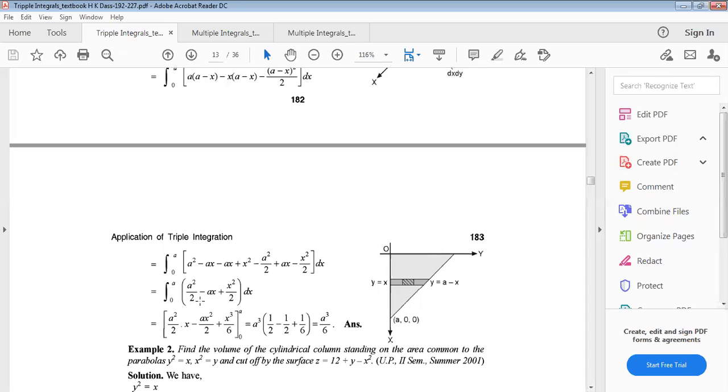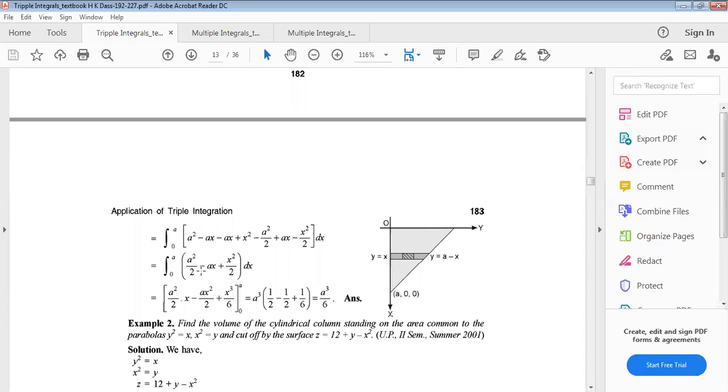Now taking integration with respect to x. If we take integration with respect to x, then a square by 2 is a constant, so the integration of 1 will be only x. The integration of x with respect to x will be x square by 2. Now the integration of x square will be x cube by 3, that means x to the 2 plus 1 divided by 2 plus 1, so x cube by 3, and 3 times 2 gives 6 in the denominator. Now putting the upper limit and lower limit within the third bracket.